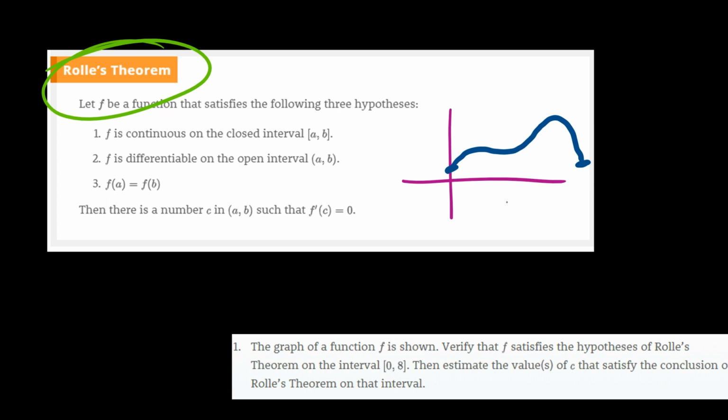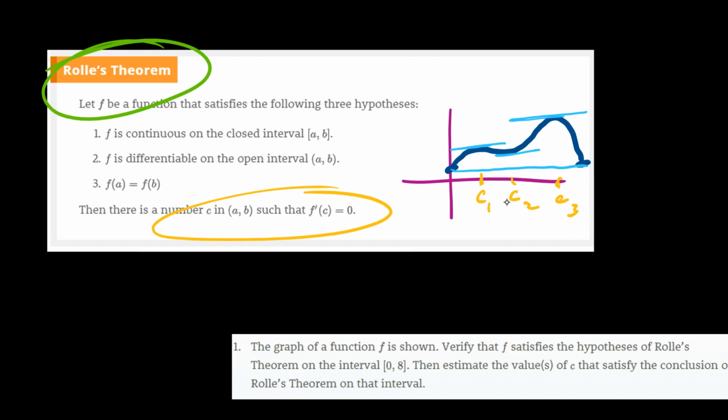And so if you draw a line there it's going to be horizontal, well then there's going to be another horizontal line there, and another horizontal line there. So it looks like there are going to be three C values here. A C value here, a C value here, and a C value there. We'll say C1, C2, and C3. So there's this number C such that the derivative is equal to 0.